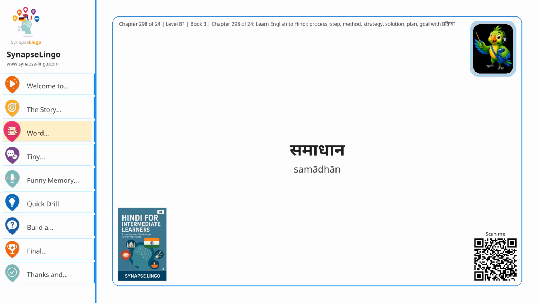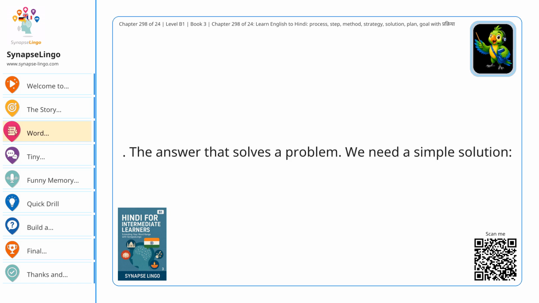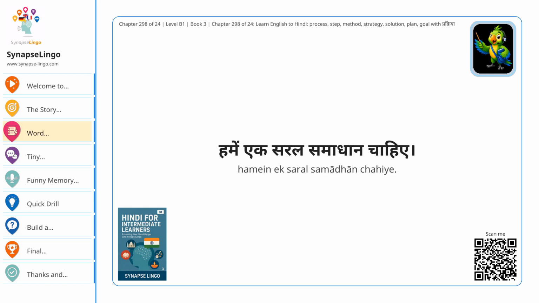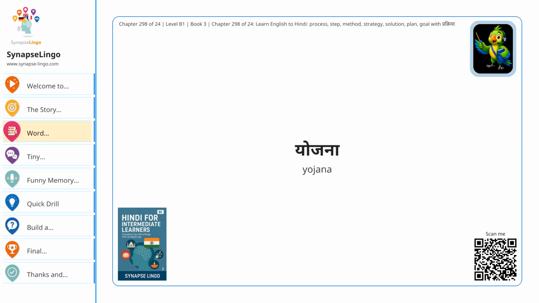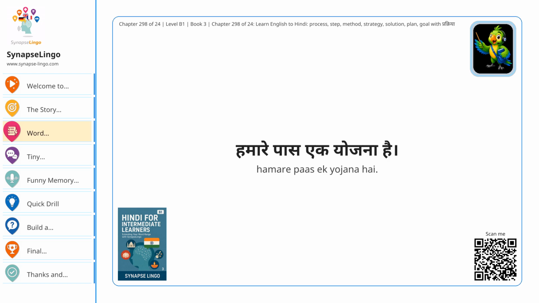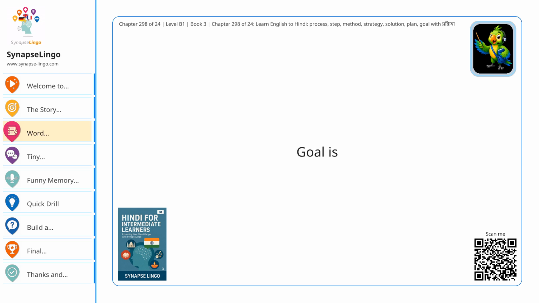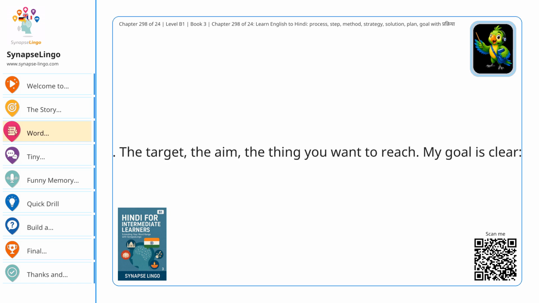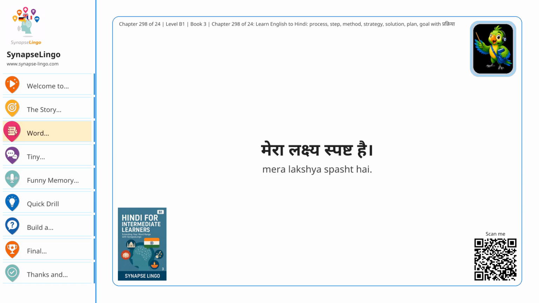Solution is समाधान, the answer that solves a problem. We need a simple solution. हमें एक सरल समाधान चाहिए. Plan is योजना, something arranged ahead of time. We have a plan. हमारे पास एक योजना है. Goal is लक्ष्य, the target, the aim, the thing you want to reach. My goal is clear. मेरा लक्ष्य स्पष्ट है.